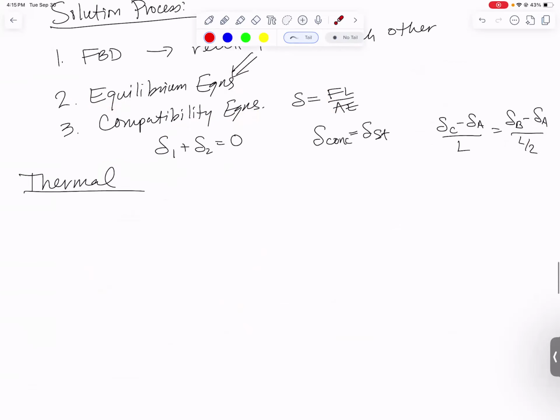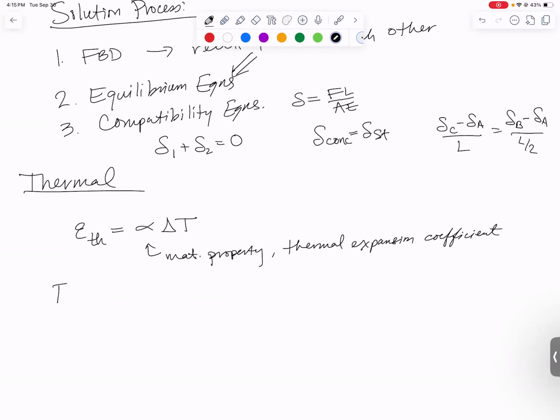All right, thermal. Our main equation is that epsilon thermal is equal to alpha delta T, where alpha is a material property called the thermal expansion coefficient. And when we are free to expand, what happens with a bar is it just gets longer. And the amount it gets longer is our delta thermal, which is equal to thermal strain times the original length. So if there is my original length, it will just get longer.